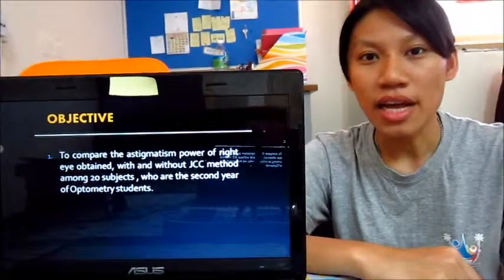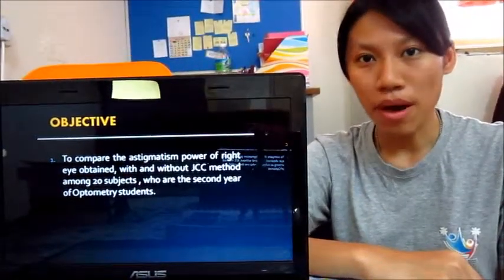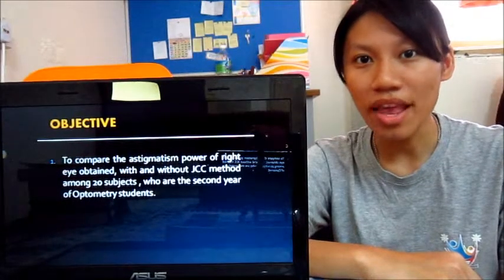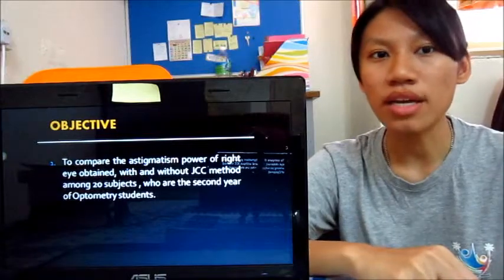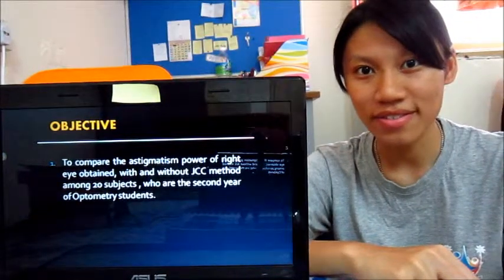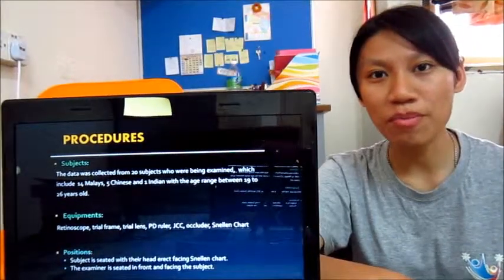The objective of the study is to compare the astigmatism power of right eye obtained with and without using JCC method among 20 subjects who are the second year of optometry students. Next, we proceed with procedures.